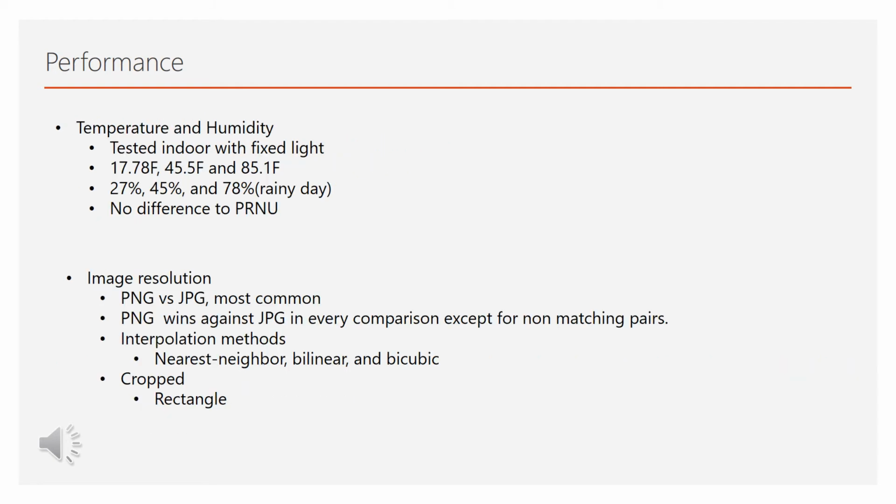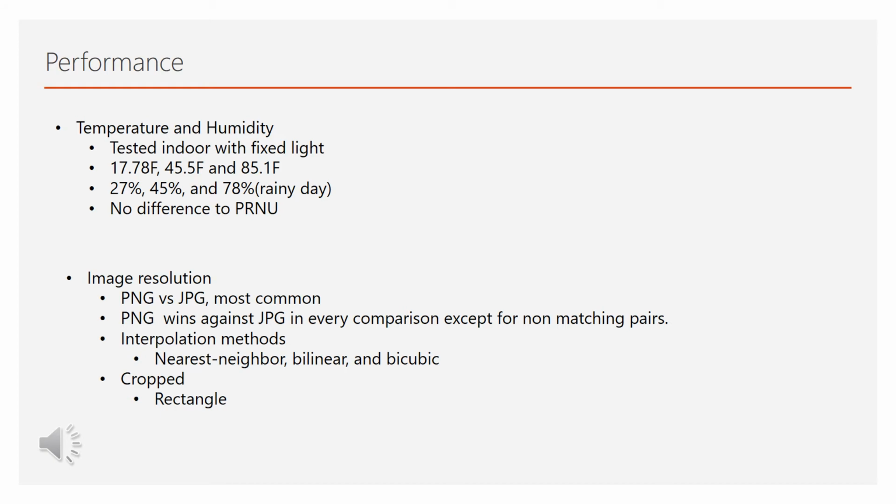The writers also tested in their experiment temperature and humidity. They tested indoors with a fixed light. The temperatures were 17.78 Fahrenheit, 45.5 Fahrenheit, and 85.1 Fahrenheit. The humidity numbers were 27%, 45%, and 78%. They recorded no difference to PRNU under any of these circumstances.